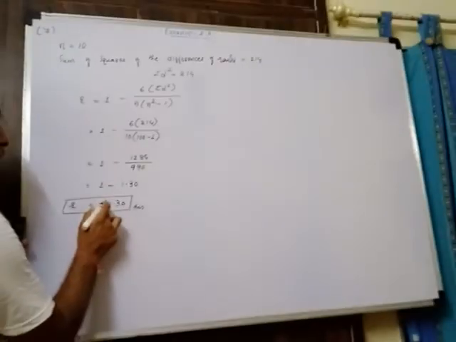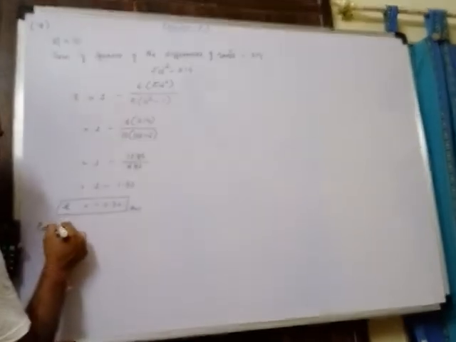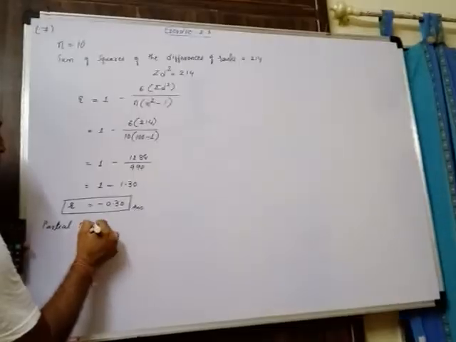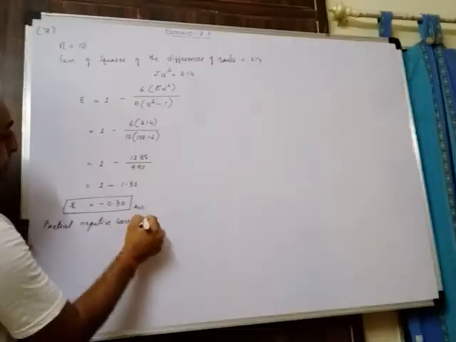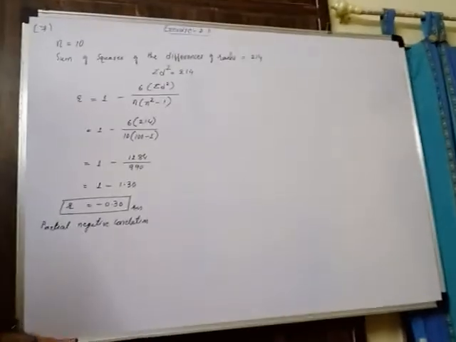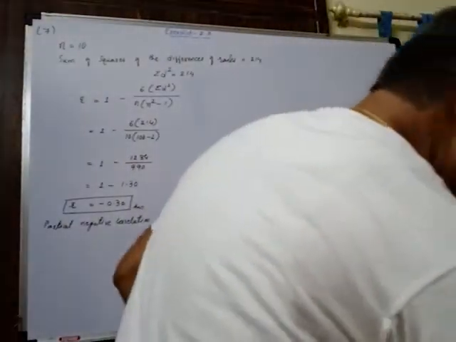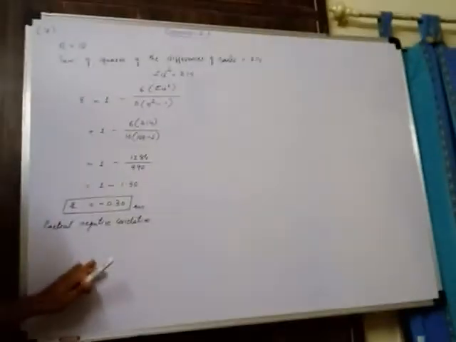And negative value we got means negative correlation, but not exactly minus 1. So you can write what? Partial negative correlation. This is what your answer. That is your question number 7. Okay. So this is how simple this kind of questions can be asked in your exam for 2 marks. That is very simple for us.